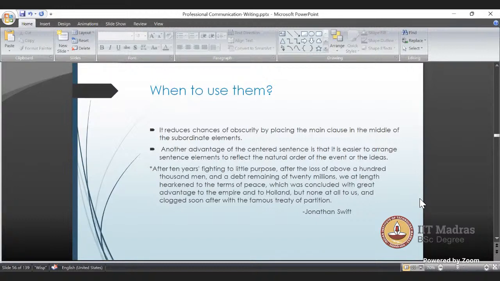Another advantage could be that it is easier to arrange sentence elements to reflect natural order. So, especially if you are involved in a formal piece of writing which needs to employ a sequential order, like say you are drafting a booklet giving instruction to assemble a product, in such cases, using sentence structures that imitate the one in center structure will help you a lot. Because it helps you arrange things in the natural order of its existence. The sentence itself stylistically takes that particular pattern of sequential order.